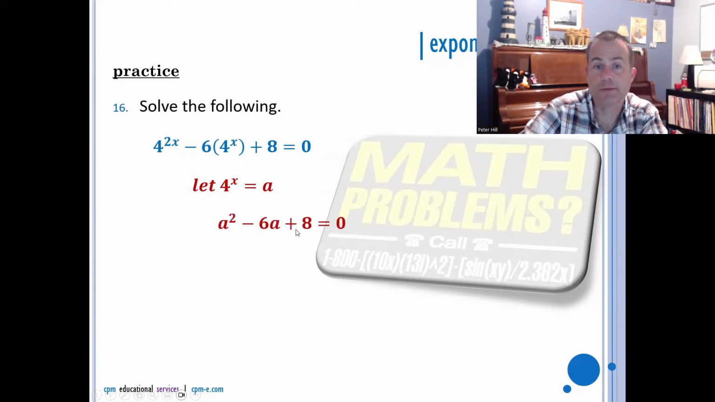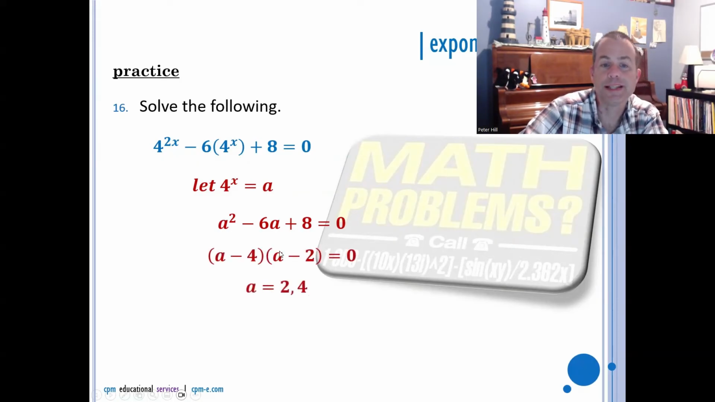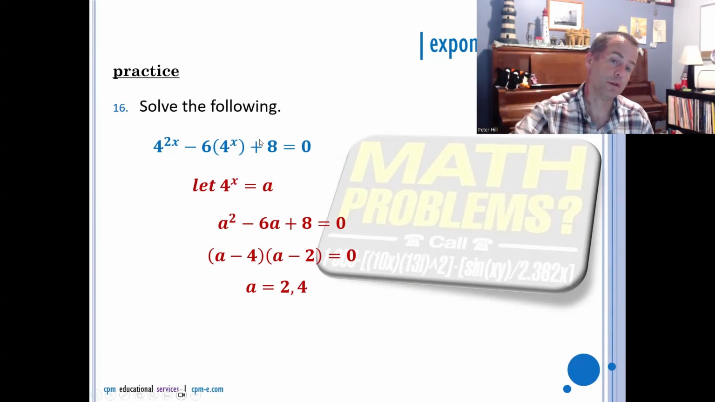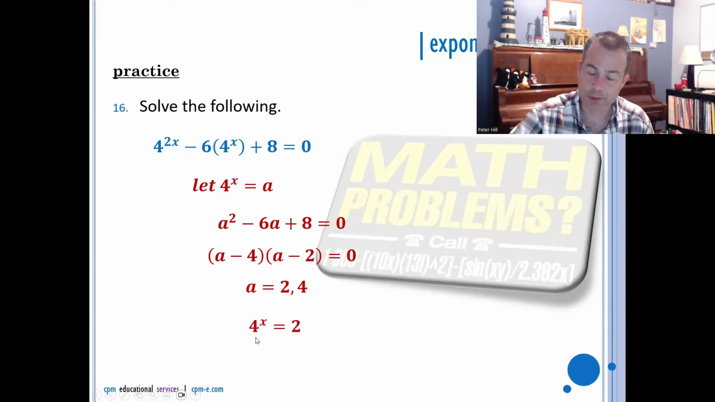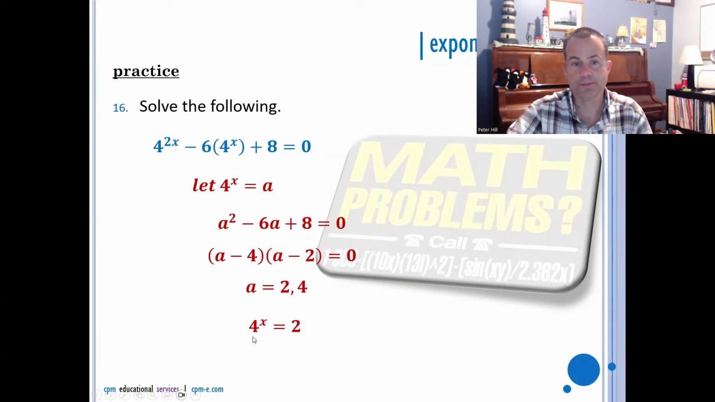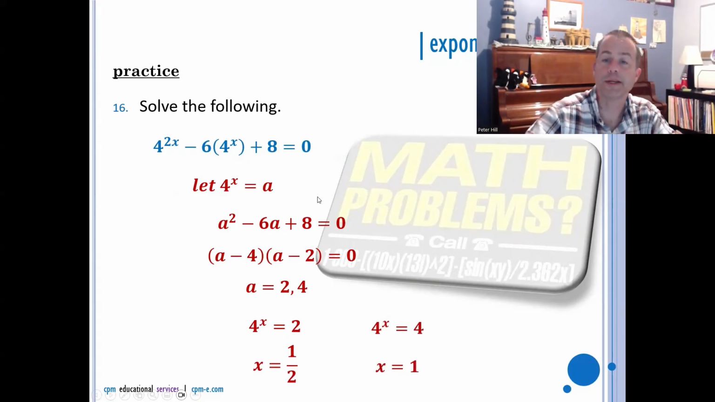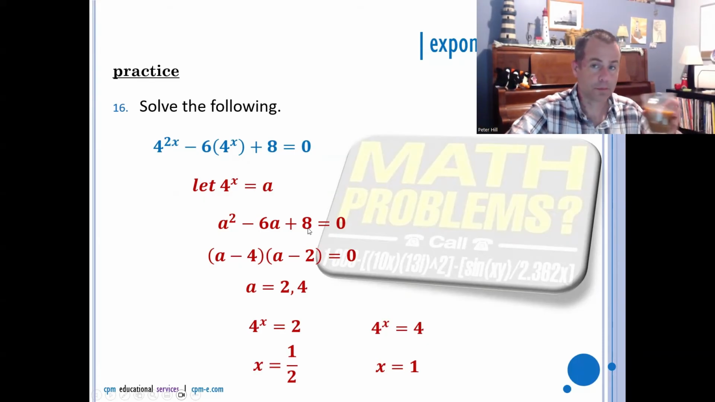Two numbers that multiply together to give me 8 and add together to give me negative 6 would be negative 4 and negative 2, which means a is 2 and a is 4. Now you just have to remember that when you get down to there, you're not done, because we weren't actually solving for a, we were solving for 4 to the x. So that means 4 to the x equals 2. And if 4 to the x equals 2, x will equal 1/2, right? The square root of 4 is 2. And 4 to the x equals 4, which would make that x value a 1. So my two answers would actually be 1/2 and 1.